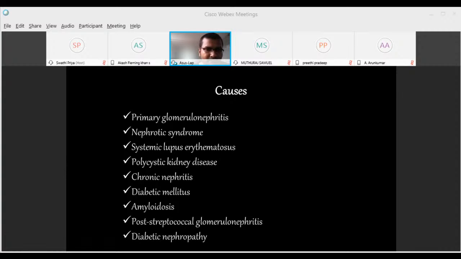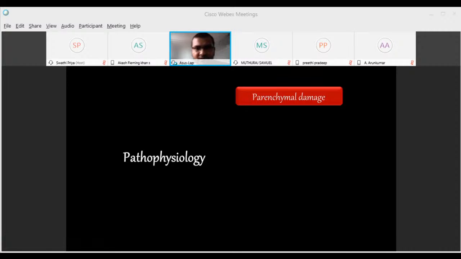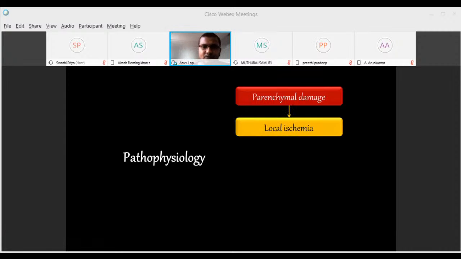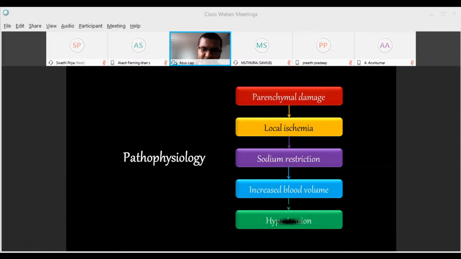Diabetes mellitus, amyloidosis. Okay, then PSGN, that is post streptococcal glomerulonephritis, and diabetic nephropathy. So these are the major causes of renal parenchymal hypertension. So we'll see the pathophysiology. Due to the renal parenchymal damage, it can lead to local ischemia. Local ischemia leads to sodium retention and increased blood volume, and finally it leads to hypertension.